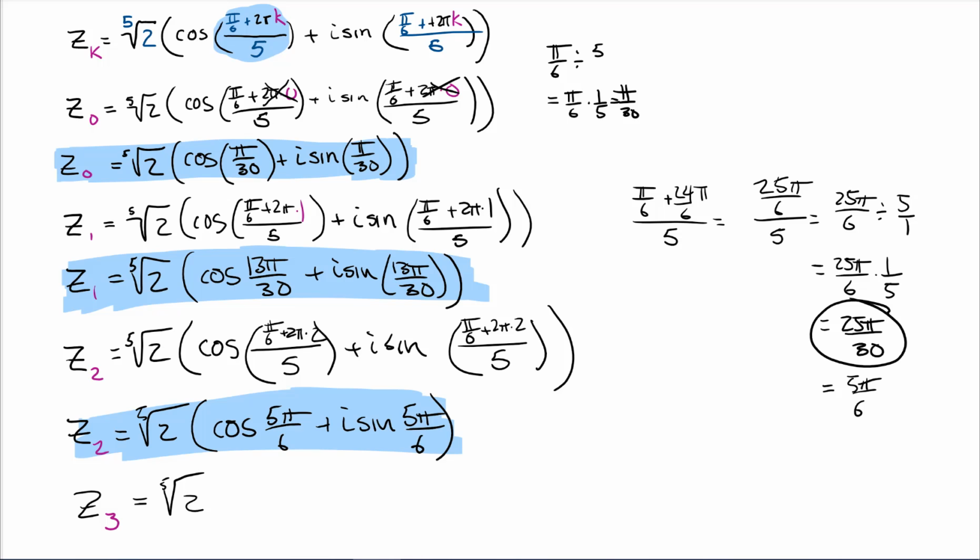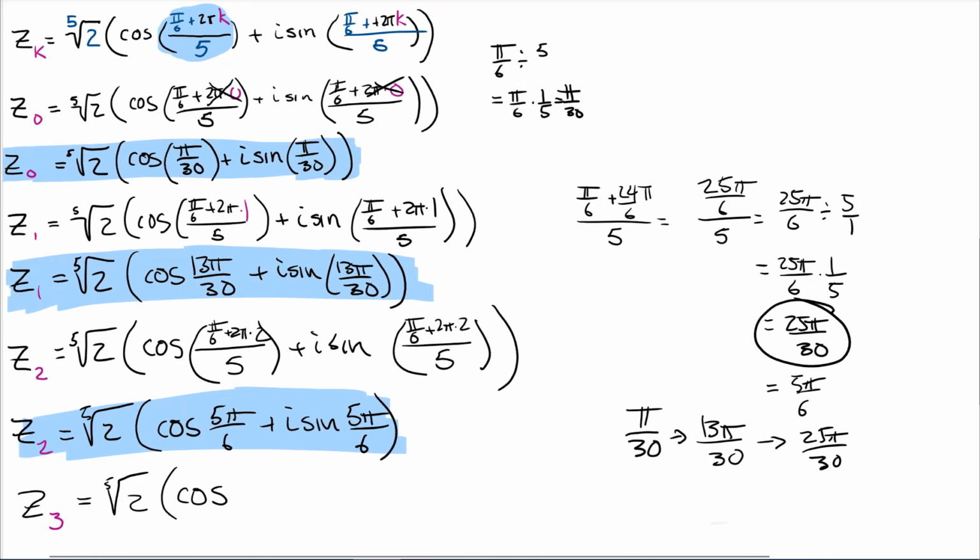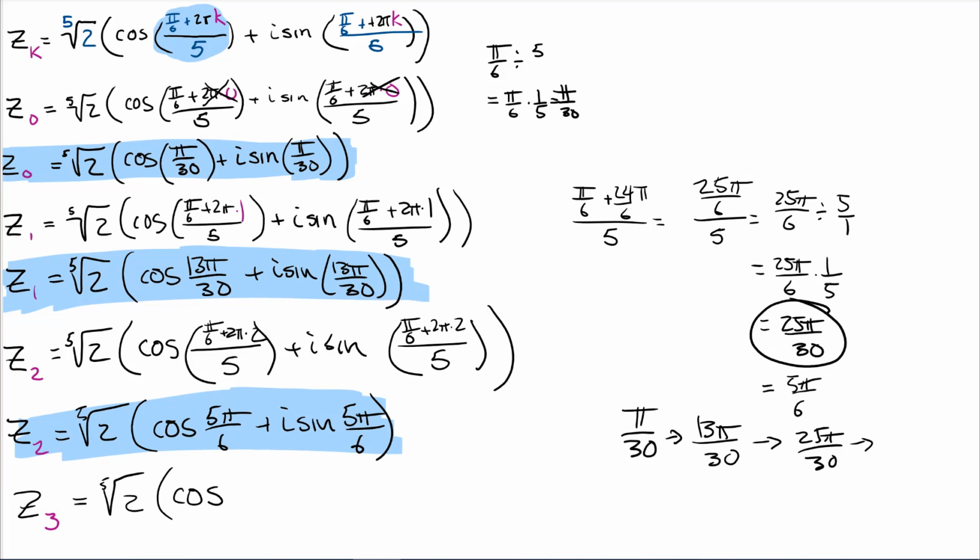root of 2 times cosine of, and now I just want to look. I went from pi over 30, and then the next one was 13 pi over 30, and then the next one was 25 pi over 30. So now I just want to add 12 more pi's to the numerator, right? That's all it is. The difference between pi and 13 pi, 12 pi's. Difference between 13 pi and 25 pi, 12 pi's. So if you add 12 to 25, you get 37 pi over 30. Bang, got it.